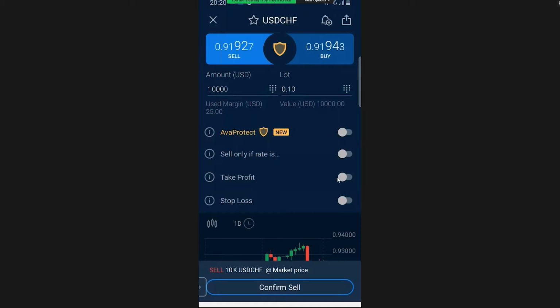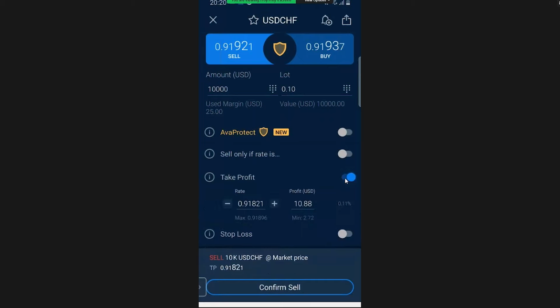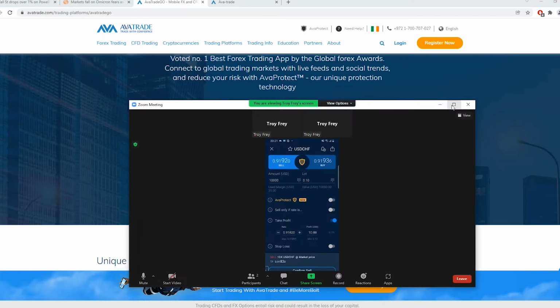And I want to program my take profit and stop loss. So here's my take profit. And I said it's right around 0.91 even. Whoops, let me expand that back.